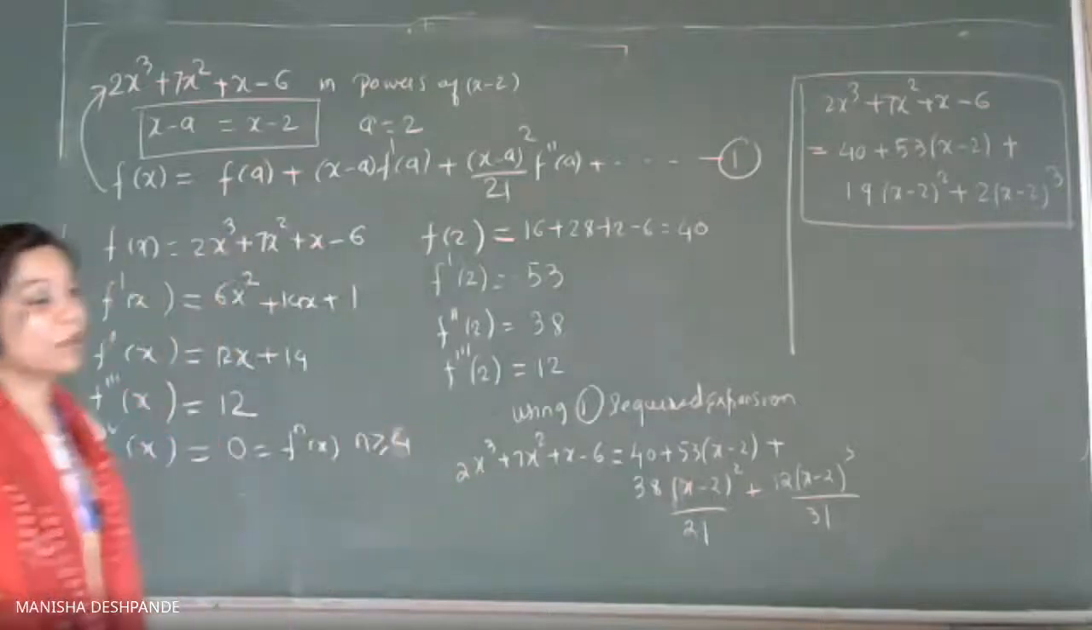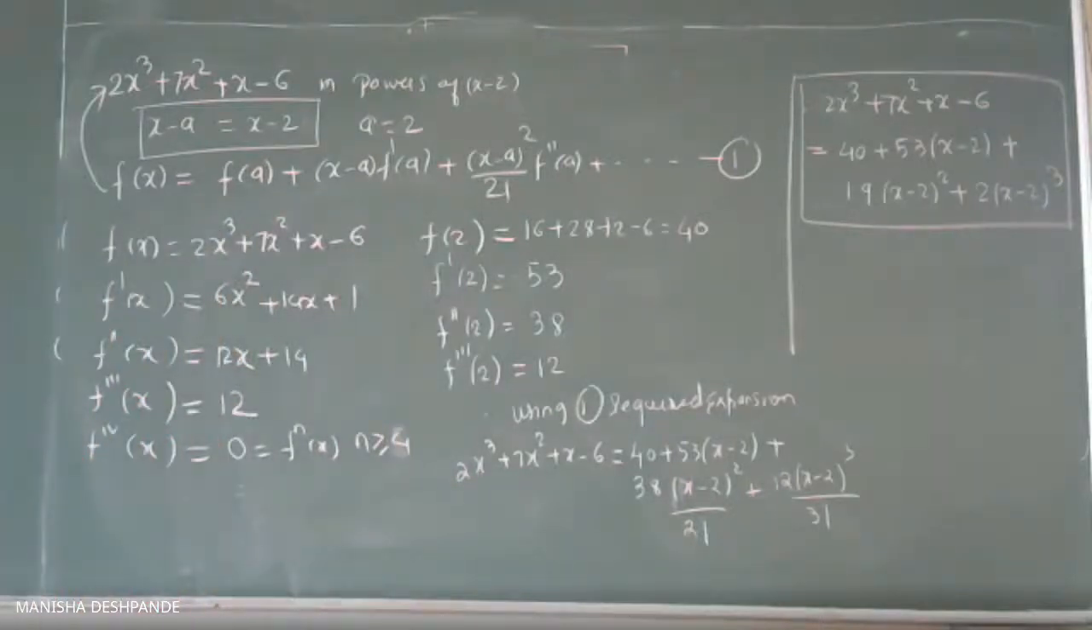If in your MCQ exam you are asked what is the coefficient of x minus 2 the whole cube in this expansion, there is no need to do any calculations. Directly you know the answer. What is the answer?